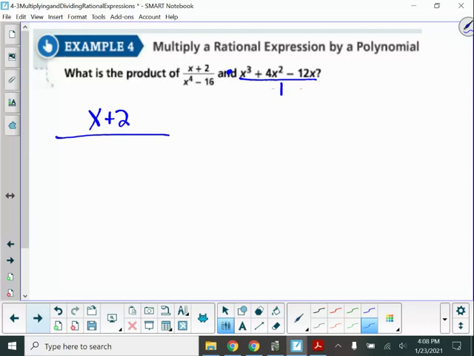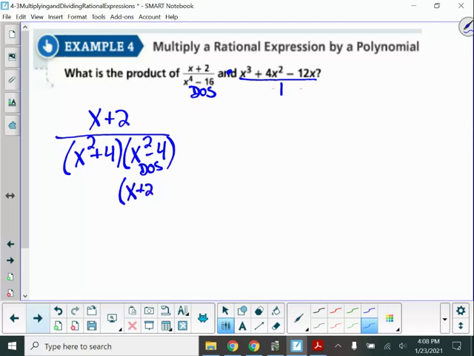The bottom, x squared minus 16, that is a difference of squares. That's going to factor into x squared plus 4 and x squared minus 4. Now here's something that doesn't happen very often. The x squared minus 4, that's actually another difference of squares. So this actually factors into x plus 2, x minus 2. So instead of carrying through the x squared minus 4, I'm going to use the x plus 2, x minus 2.